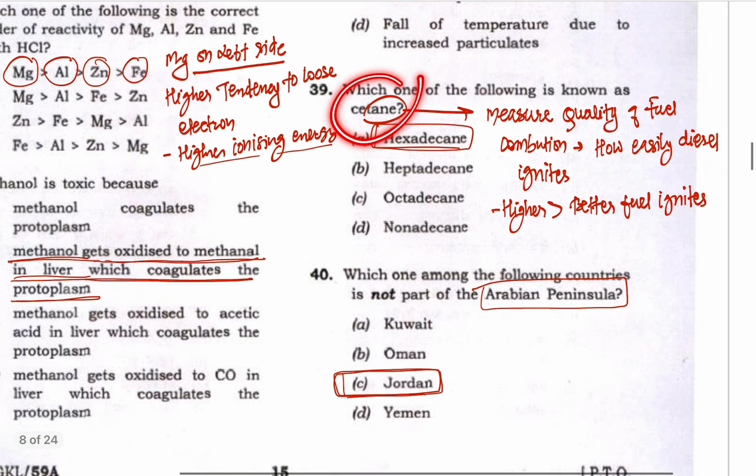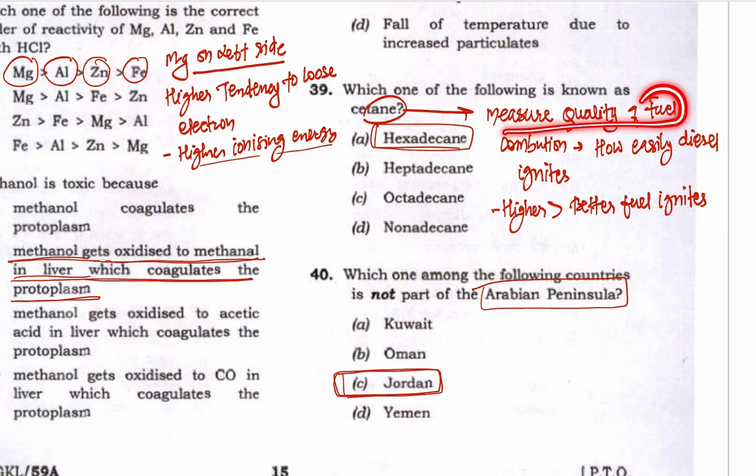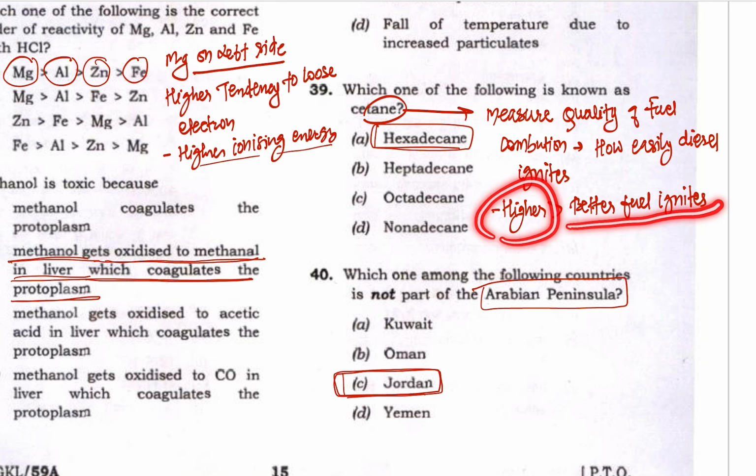Now, what is the C10 number? Cetane number is a measure of the quality of fuel, how easily diesel ignites. So that is the measure. It is also called hexadecane. The higher the cetane value, the better the fuel ignites.